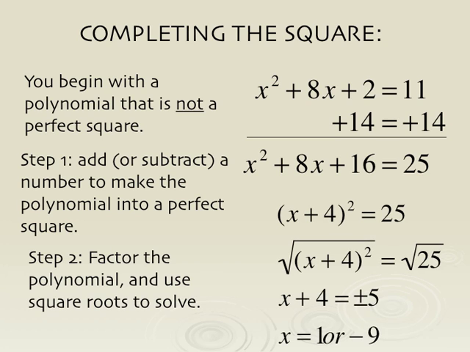I had to add 14 to the right-hand side to keep the equation balanced, and it happened to be that I ended up with a perfect square on the right-hand side as well. Once I do that, I can take the square root of both sides of the equation, and I get, in this case, x plus 4 equals positive or negative 5. And when I solve those two equations, x plus 4 equals positive 5 and x plus 4 equals negative 5, I get the two solutions to this equation, either x equals 1 or x equals negative 9.